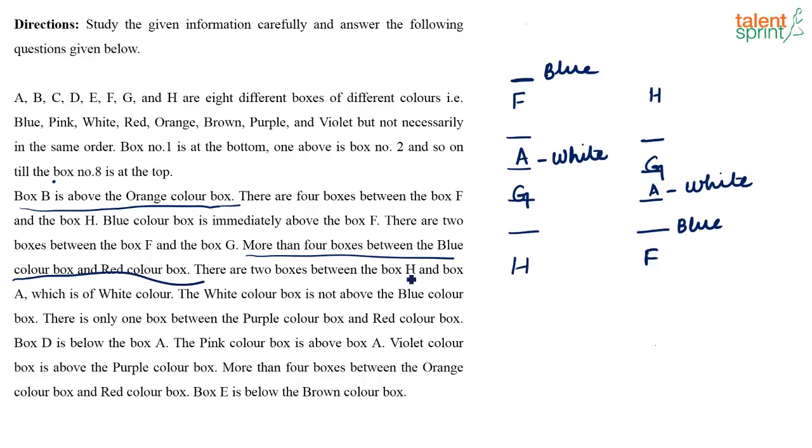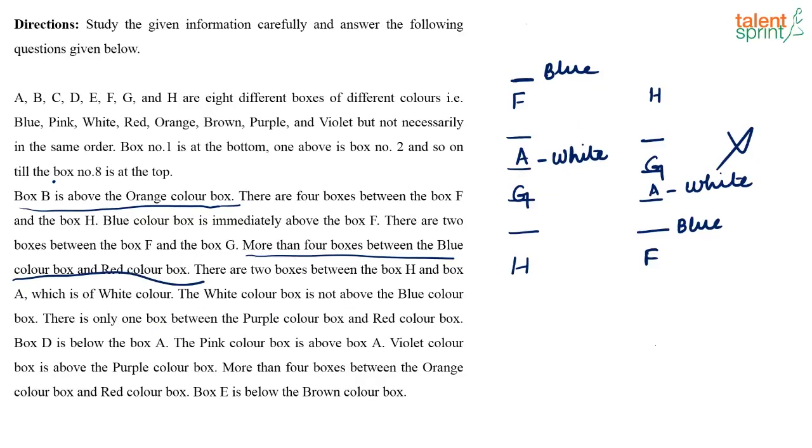Now that also I have used. The white colored box is not above the blue colored box. Look at this statement here. What is given? The white colored box is not above the blue colored box. But when I arrange it this way, I get the white colored box above the blue colored box, which is not possible. So this arrangement is wrong. So this is going to be our final arrangement, right? Here the white colored box is not above the blue colored box. So that is satisfied.